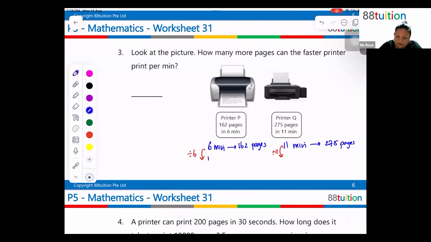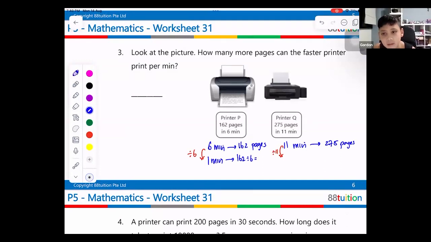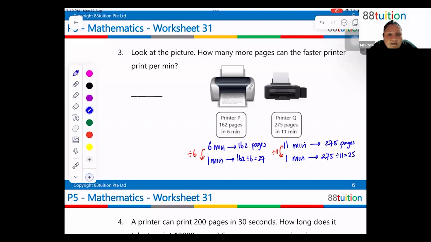So that means in 1 minute, for printer P is 162 divided by 6. That would give you 27. For printer Q, 275 divided by 11. That would give you 25. Okay, so everyone got this? Which means printer P prints faster.